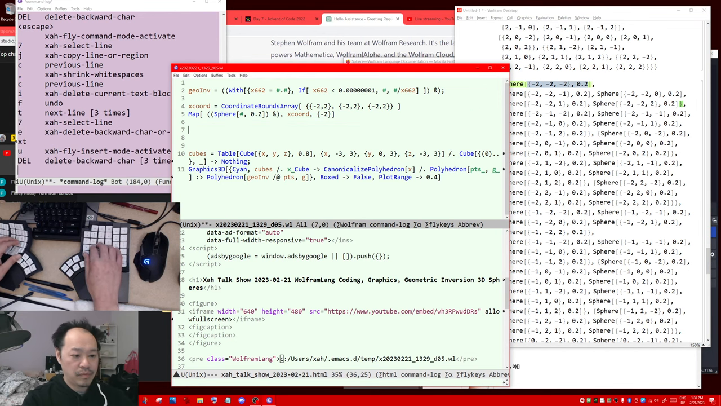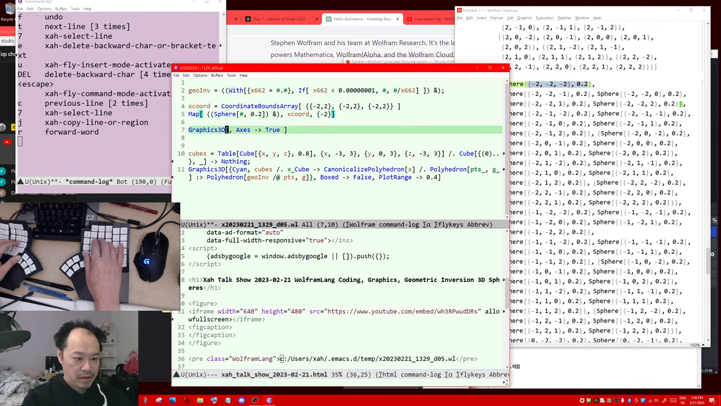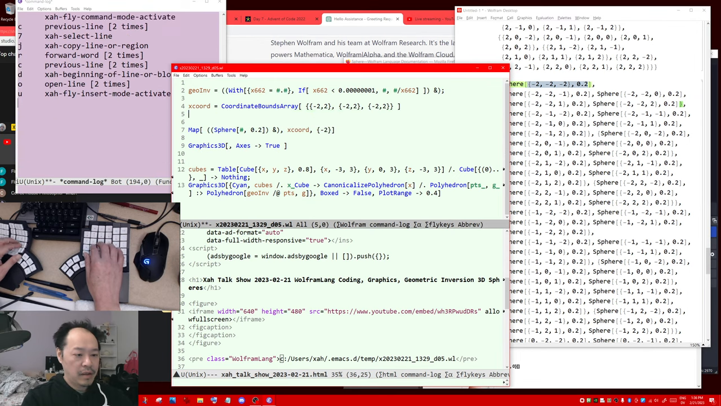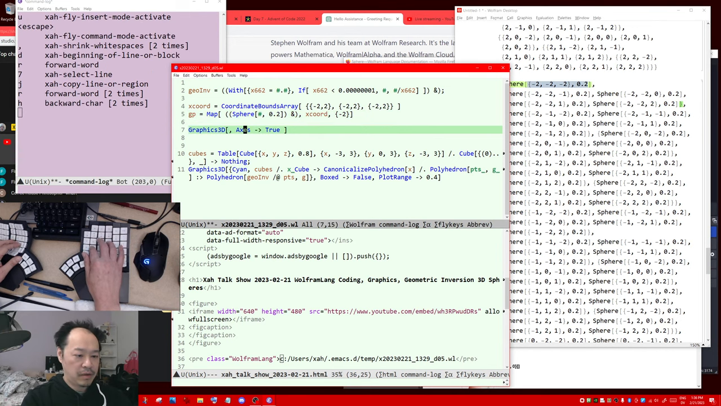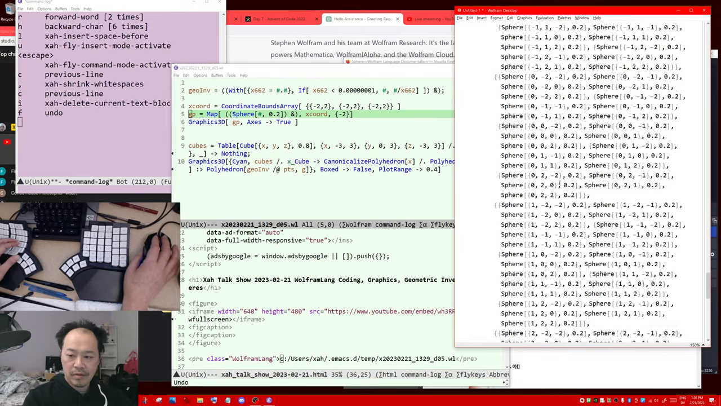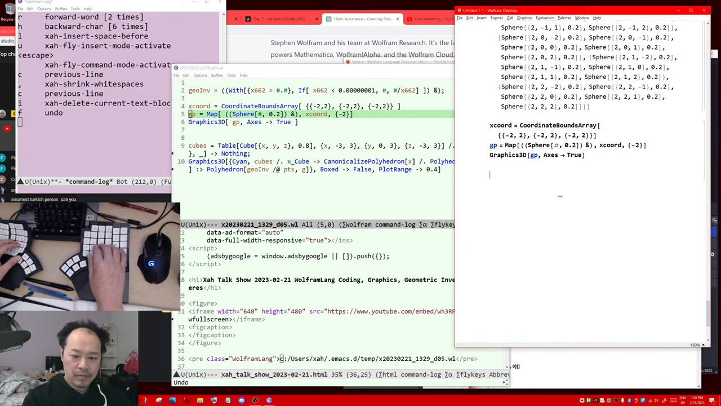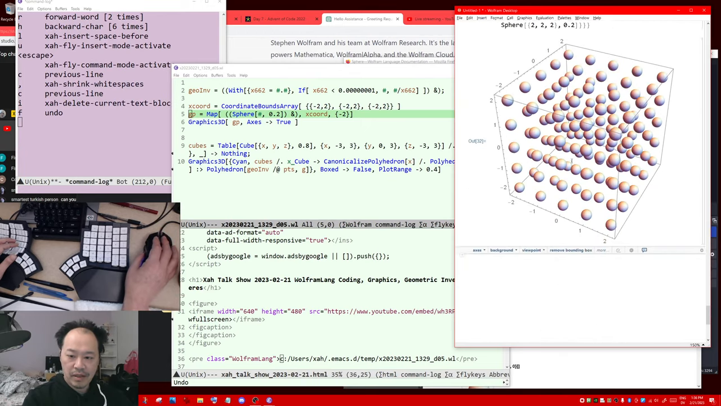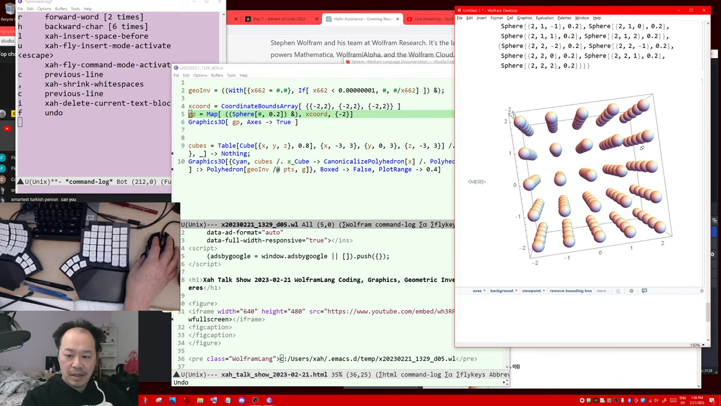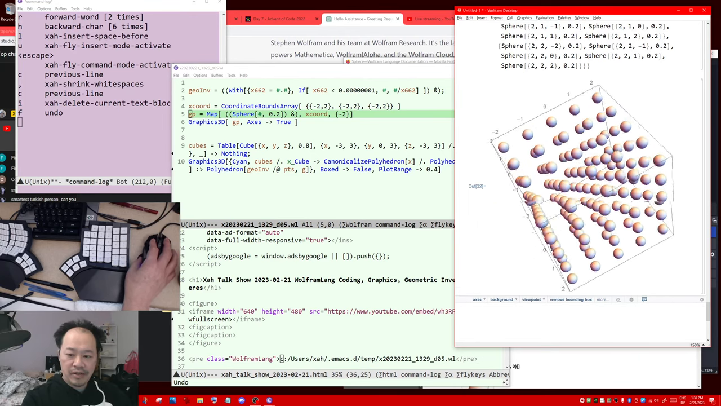So what do you do? Graphics 3D, GP equals to, so GP, graphics primitives, okay? So now Graphics3D of GP, Axes true. Now let's try that. Bunch of points, put sphere onto it, there it is. So here is, you can see, a grid of spheres, okay?